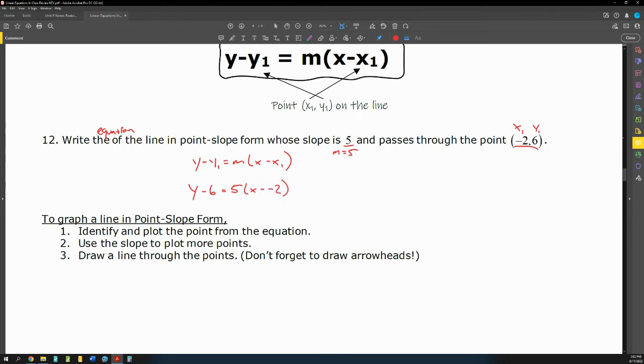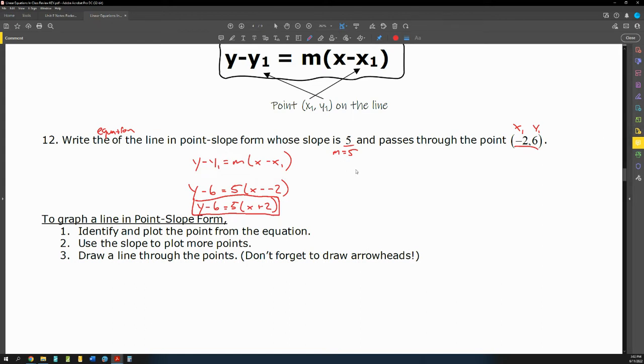x1 is negative 2. And notice what happens here. We have x minus negative 2. We could simplify that further. Remember, subtracting a negative is the same as adding a positive. We could simplify that to just x plus 2, or x plus positive 2. So here's our equation in point-slope form.